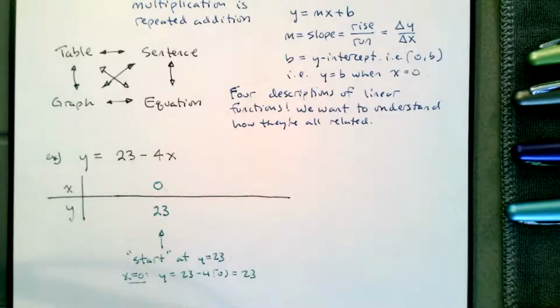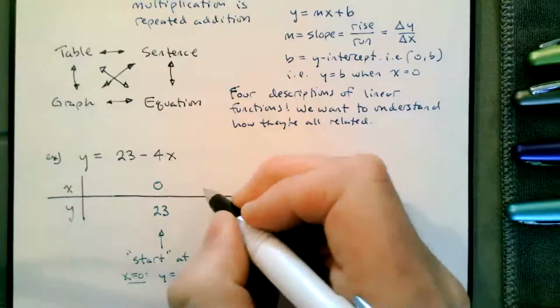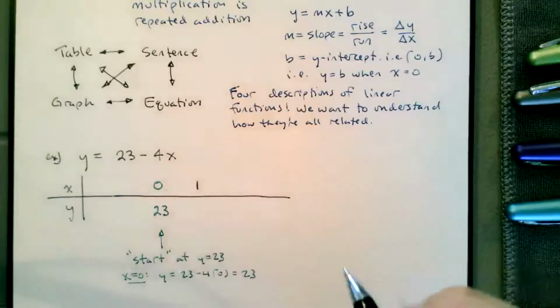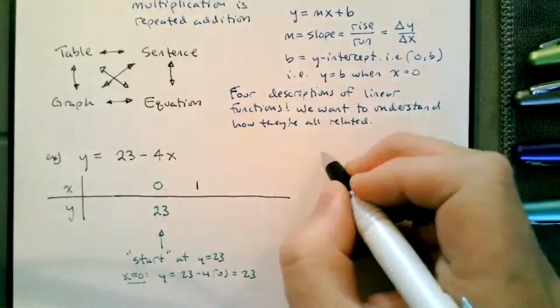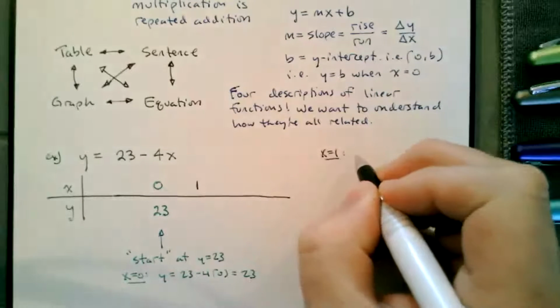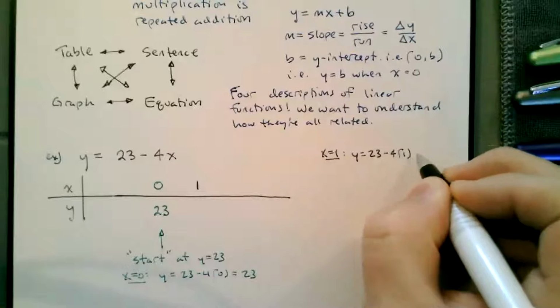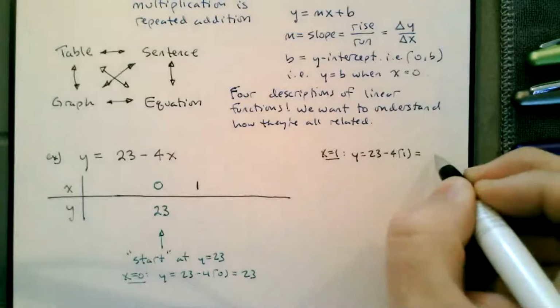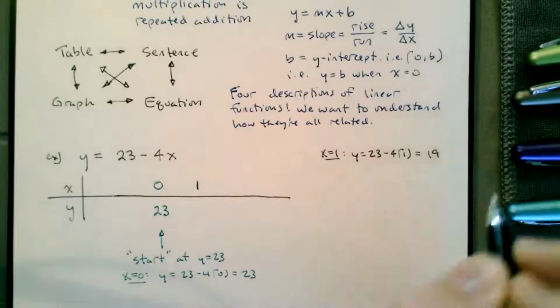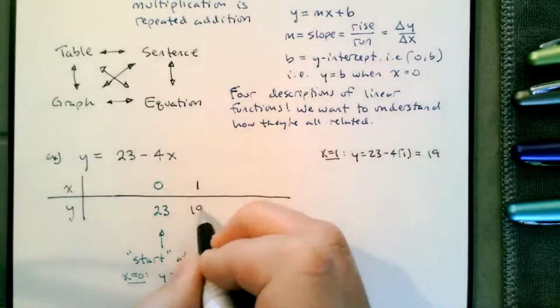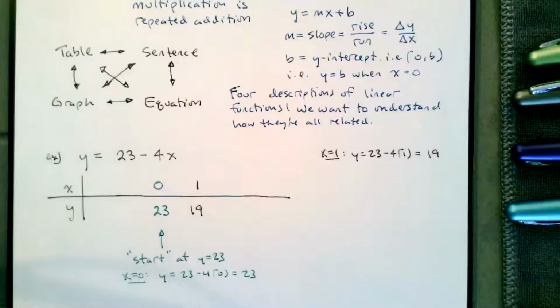We could just get more points in the table by plugging in values of x. So let's plug in 1. If x is equal to 1, I get y is equal to 23 minus 4 times 1. 23 minus 4 is 19. That took longer than I expected it to, me subtracting 23 minus 4.